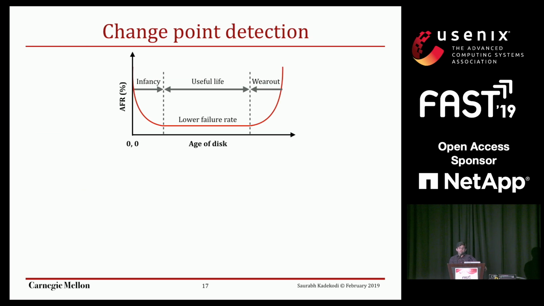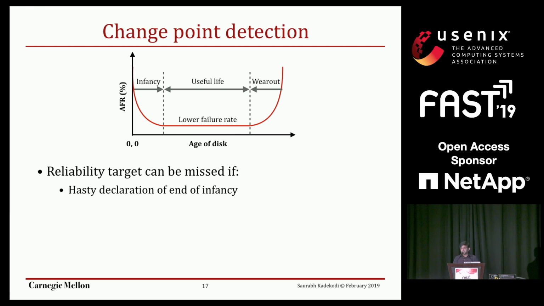So we want to accurately identify the knee of the curve because we're going to change the redundancy during useful life. So let's look at what happens if we miss that. If we are too hasty in declaring end of infancy or too lax in declaring a start of wear out, we might actually miss our reliability target because our redundancy has been lowered during useful life.